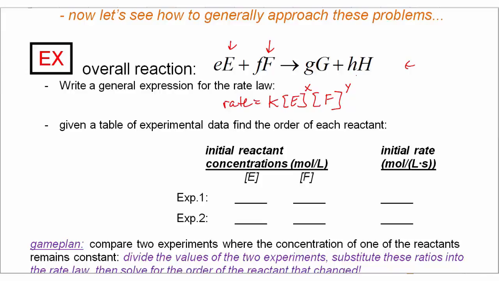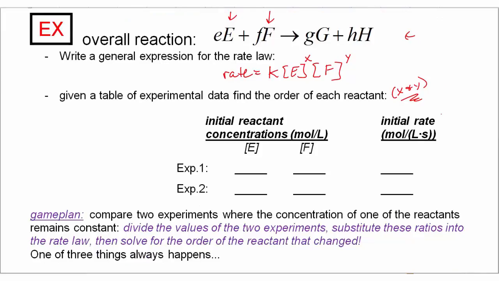Given a table of experimental data, find the order of each reactant. So, like the order of reactant E is X. The order of reactant F is Y. So they're trying to say, hey, find X and Y. That's what they want you to find. Okay, so we'll fill in this data table, but let's take a look at the game plan first.